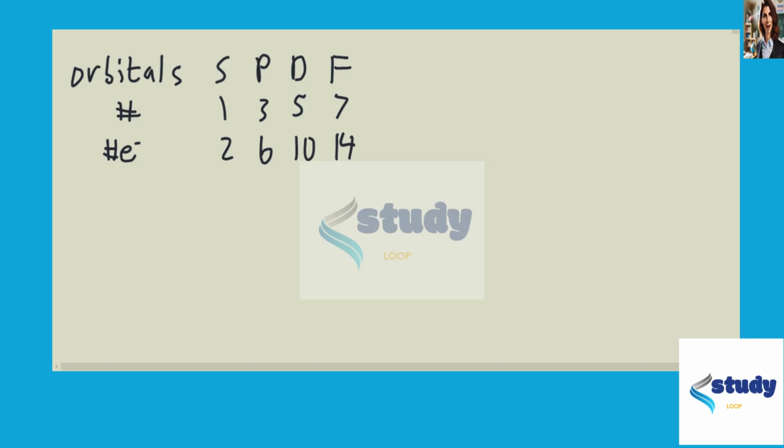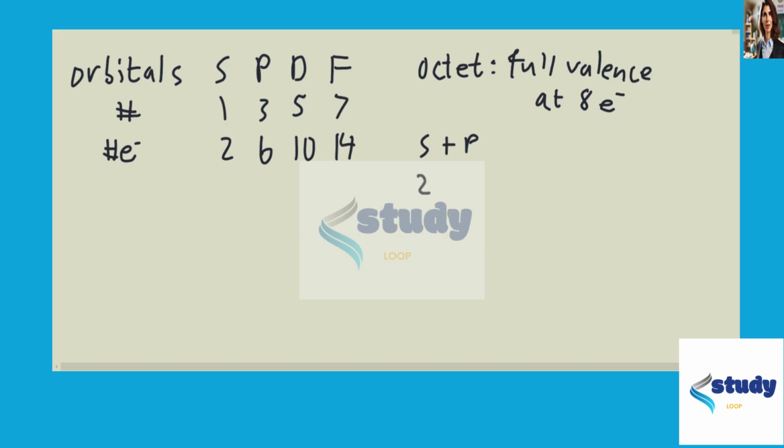Now, normally when analyzing atoms or molecules for things like Lewis structures, we obey the octet rule. This means that the valence shell, or the shell that is comprised of all the subshells at the highest energy level for an atom, is full at 8 electrons. We can see that's when you have the s subshell plus the p subshell, or 2 electrons plus 6 electrons. So atoms or molecules will have a full valency at 8 electrons.